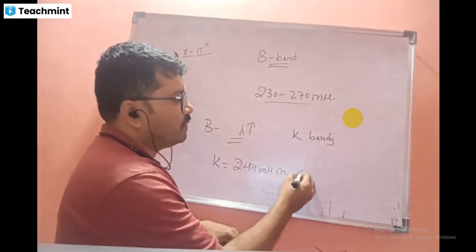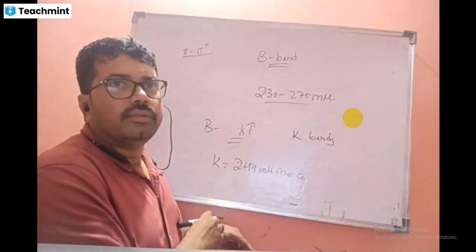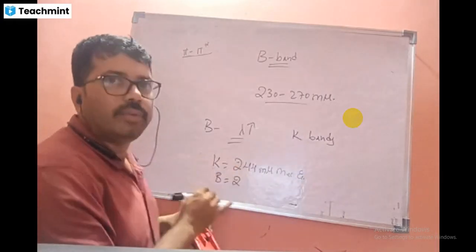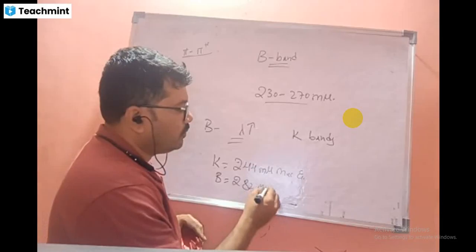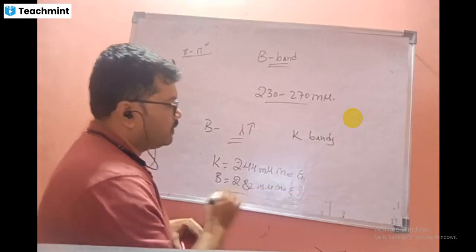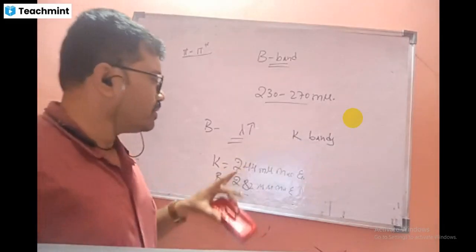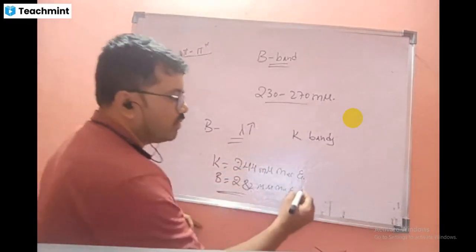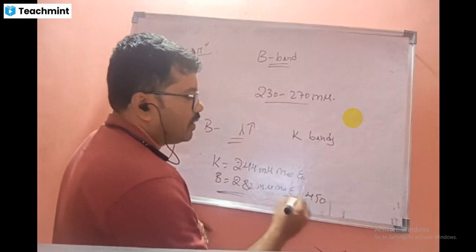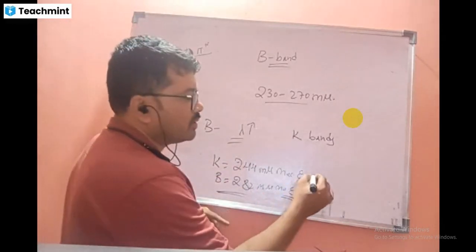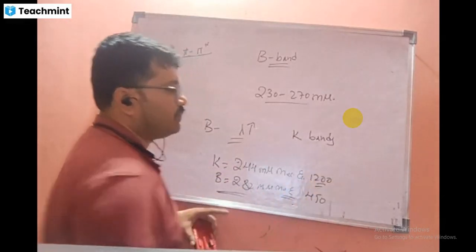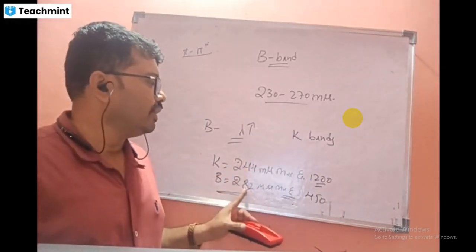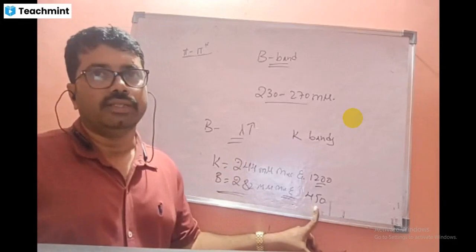The K band appears at 244, the B band appears at 282. So maximum absorbance 450. What about this absorbance? 1200. Due to higher wavelength it appears at 450.